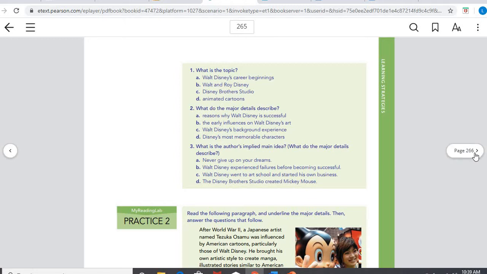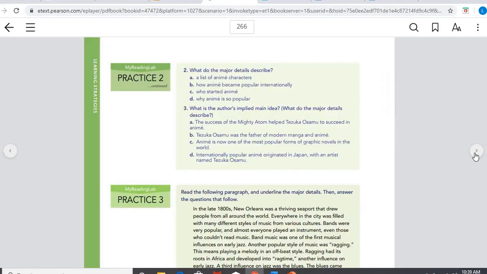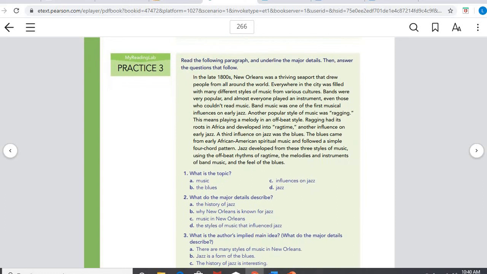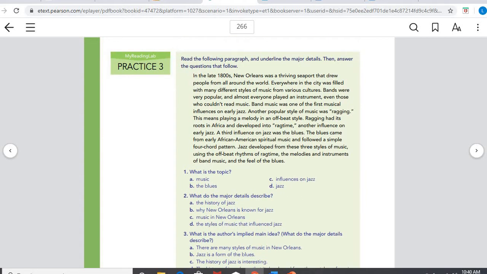All right, so I'm going to skip to practice 3 now, over on page 366. So practice 3 on page 366. We're also going to practice this with implied main ideas.